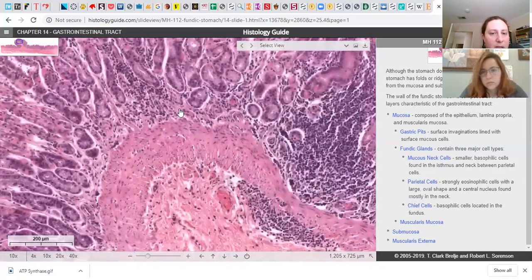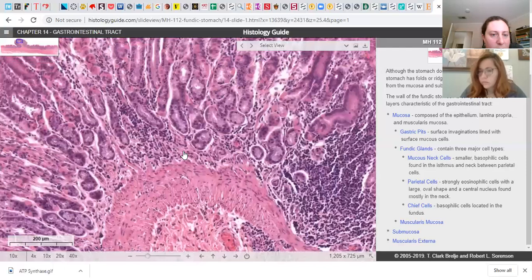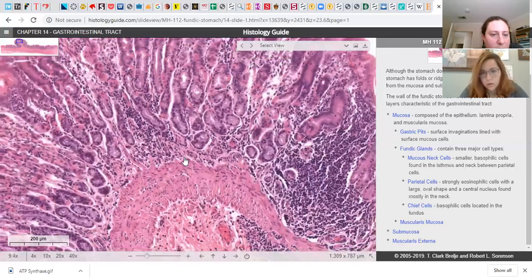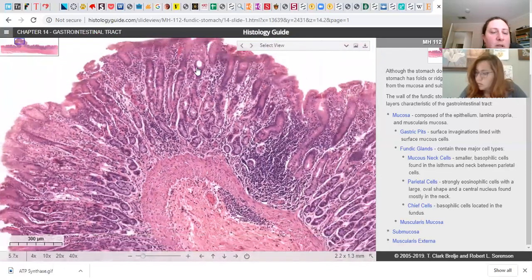Come on, sorry, zooming out is the hardest part. Come on, there we go. So there's the epithelium. This is all epithelium, right? This is stomach, so this is gastric glands.